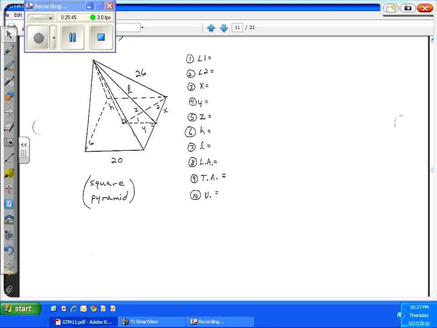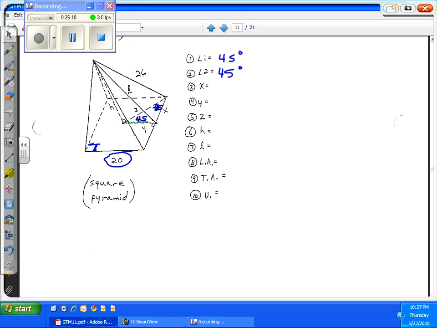Remember that if the base is a square, then each angle is 90. We know that a radius bisects an interior angle, so half of 90 is 45. So that's 45, and this is 45. So angle 1 is 45 degrees, and angle 2 is 45 degrees. And we want to know x. The whole side is 20.